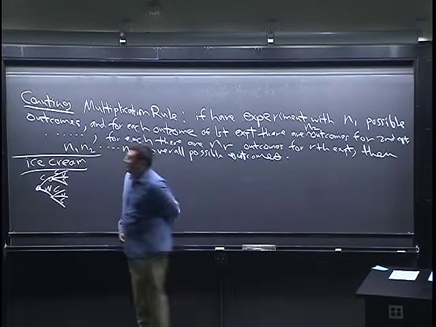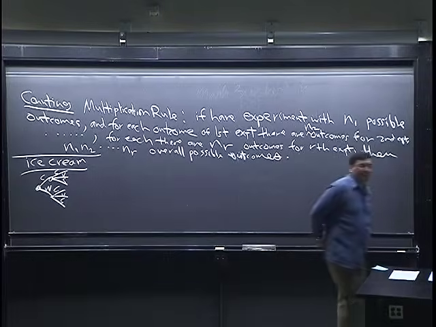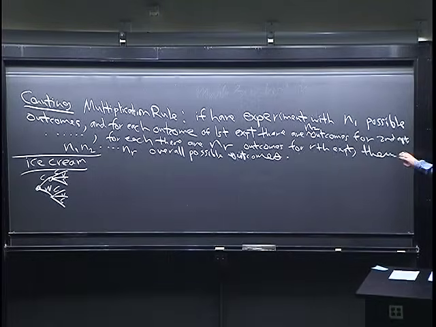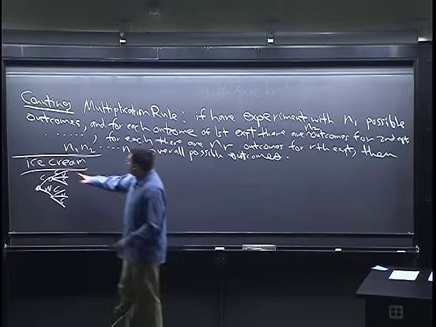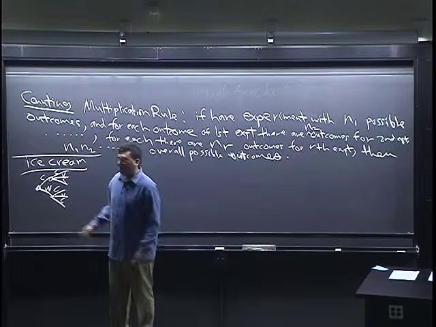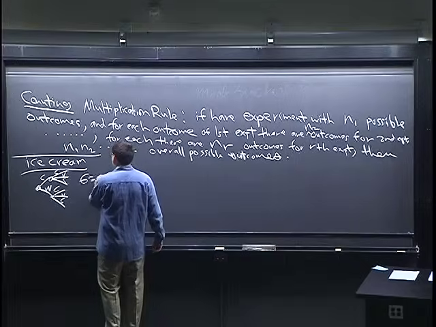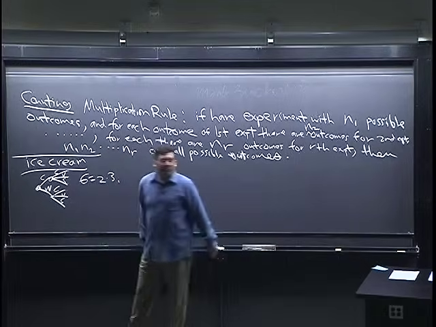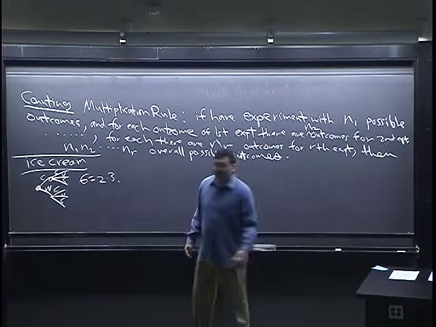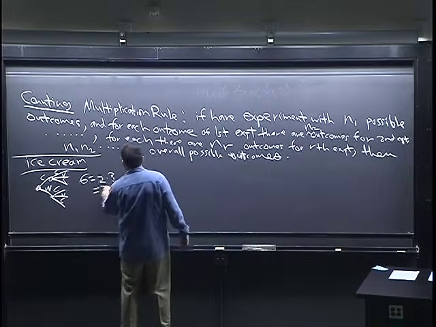Chocolate, vanilla, strawberry. There we go. That's the tree diagram. Once you understand this tree, all this abstract stuff should become obvious. How many possibilities are there? Well, obviously there are 6: 1, 2, 3, 4, 5, 6. Why is it 6? 6 equals 2 times 3. Now notice also that 6 equals 3 times 2.